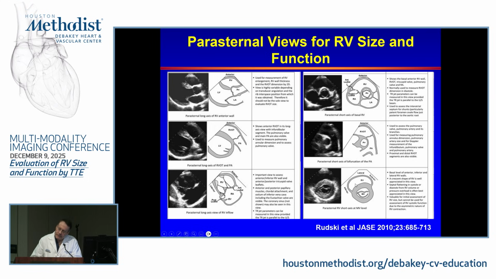Be careful of drawing conclusions about RV size and function from short axis views. These are highly variable and can at times give you the impression that the RV is dilated when it is not. We look for the interventricular septum. We look at its behavior during systole and diastole. We'll go in depth on that later in this presentation, but that's an important view for that reason.